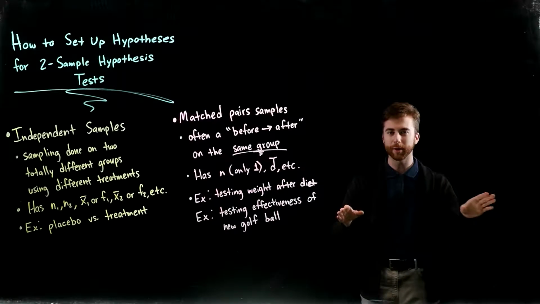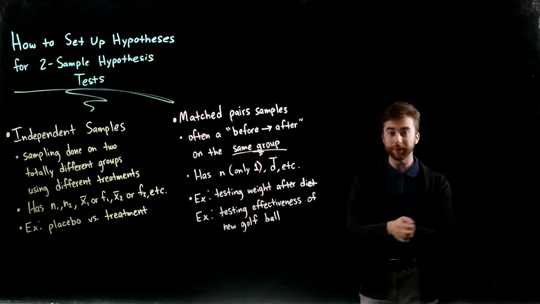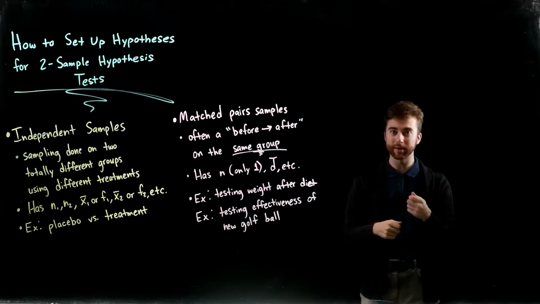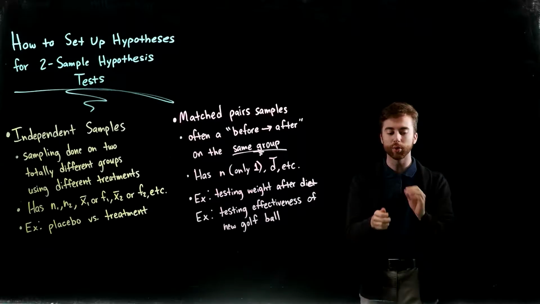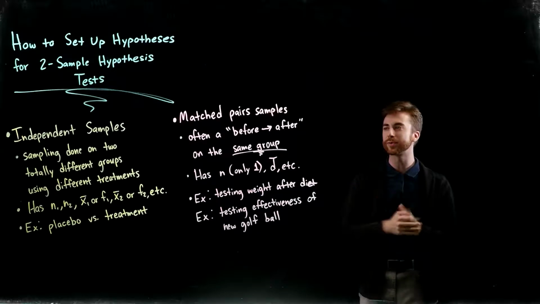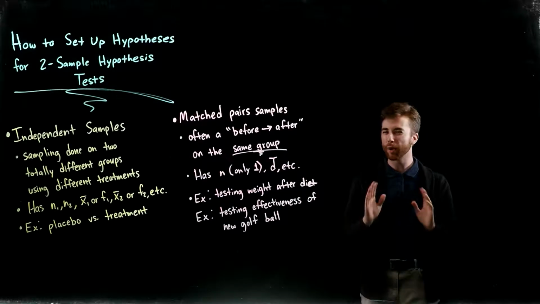So even though it's two different golf balls, it's the same golfers that are swinging those golf balls or swinging the clubs to hit the golf balls, and we're seeing the difference based on that. So it's one group where a new treatment is introduced, and that's what's distinctive of a matched paired sample. So I don't want this to drag on too long.